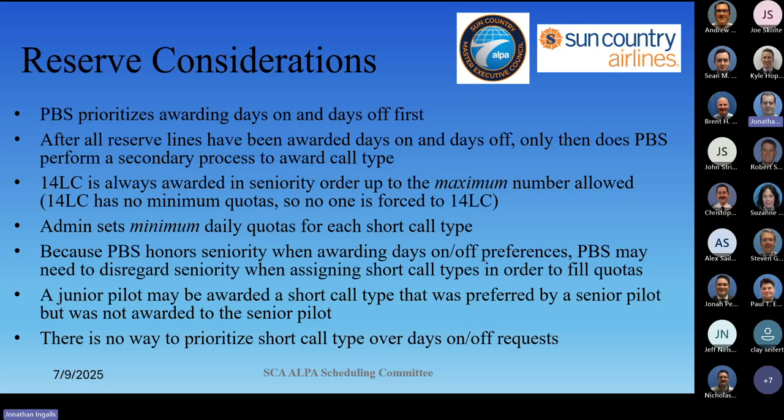A junior pilot might be awarded a short call type that is preferred by a senior pilot, but was not awarded to the senior pilot. There's no way to prioritize the short call type over your days on, days off. If anyone wants to understand the system logic for that later, give me a call and I can go down the rabbit hole of why that happens. But I've done it in a few classes and it's pretty obvious it just bores people to death.